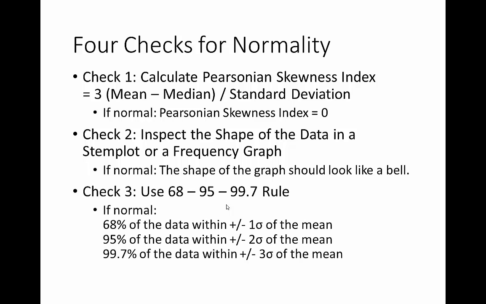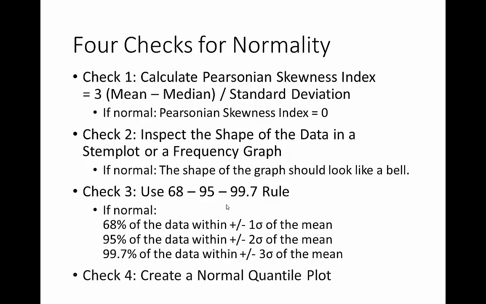Our third check is to use the 68, 95, and 99.7 rule. And if our data is normal, then 68% of the data should fall within plus or minus 1 standard deviation of the mean. 95% of the data should be within 2 standard deviations of the mean, and 99.7% of the data should be within about 3 standard deviations of the mean.